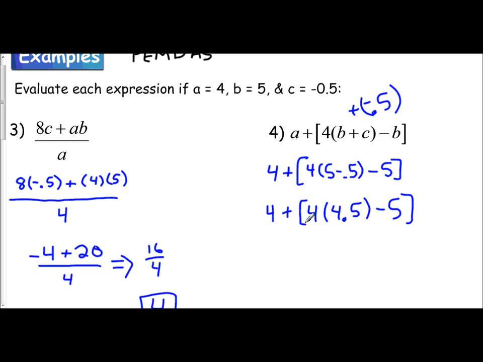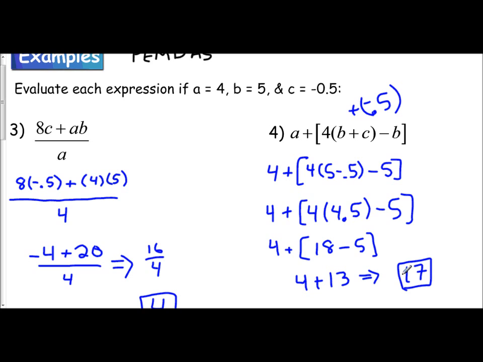Next, keep on staying inside these brackets. We're going to do our multiplication here before we worry about our subtraction. So 4 times 4.5 is going to be 18. Now drop down to minus 5. Now all we have left in the grouping symbols is subtraction. So 18 minus 5 is 13. So really it's 4 plus 13, which gives us an answer of 17.